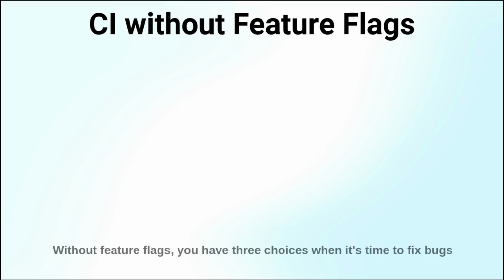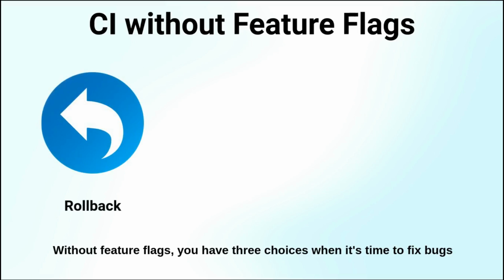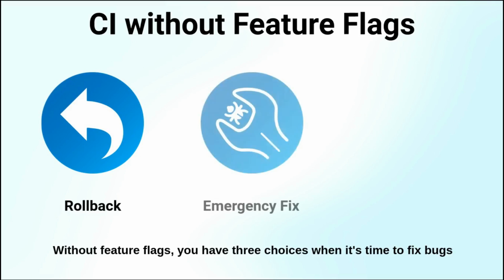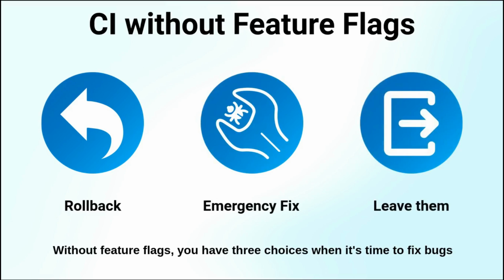Let's look at a few reasons why. There's no such thing as error-free code. Bugs will make it into your builds, and many of them will make it past your testing too. So you're going to integrate new features, and some of them aren't going to work. Without feature flags, you have three choices when it's time to fix them. Either roll back to the previous build, or code and integrate an emergency fix, or leave the broken feature in the wild until it's fixed in a regular release.